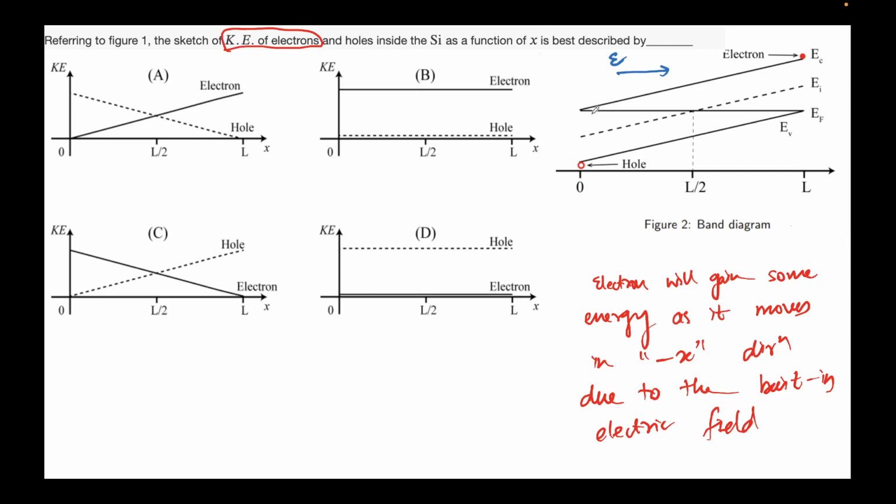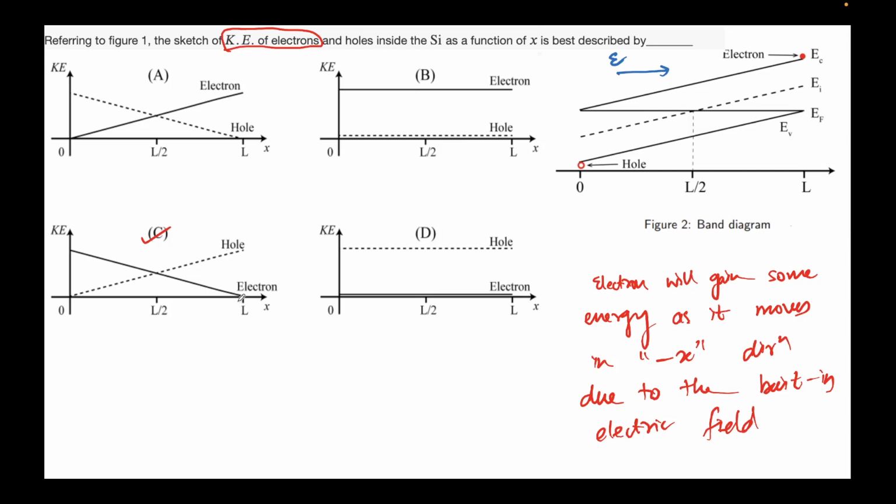So you can see that at x equal to 0 the electron should have some kinetic energy, and at this point it should not have. So this is the correct option, and the opposite is true for the hole. When a hole is here, it will feel a force in the positive x direction, and by the time it moves to x equal to L, it will have gained some kinetic energy. So at x equal to L, the hole will have kinetic energy while the electron will have 0. It's a simple way of understanding.